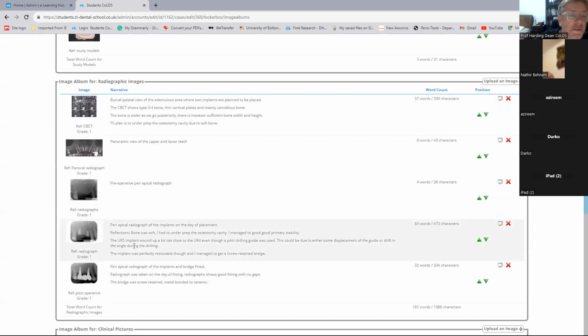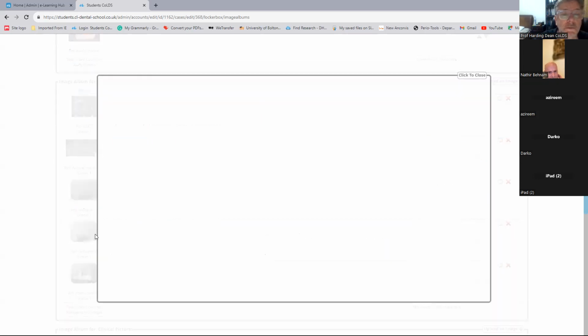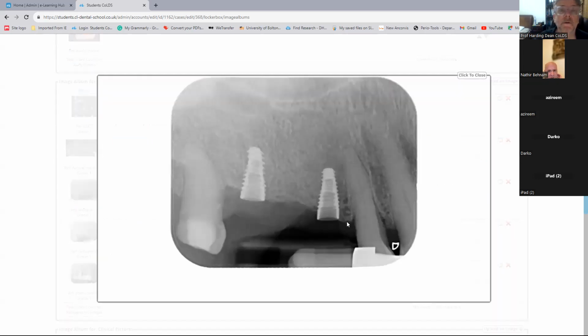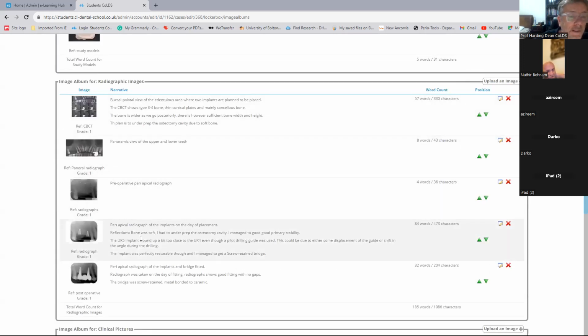So here we've got Nadir's written here, reflects bone was soft. I had to under-prepare the osteotomy. I managed good primary stability. The upper right 5 implant wound up to be a bit close to the 4. I think you're being a bit hard on yourself. No, it's okay. It can be 1.5. It looks like you're just over, almost like 2. So I don't think we need to worry about that one. So I'd get rid of that bit. Wound up to be a bit, because the thing is, you planned it, didn't you?